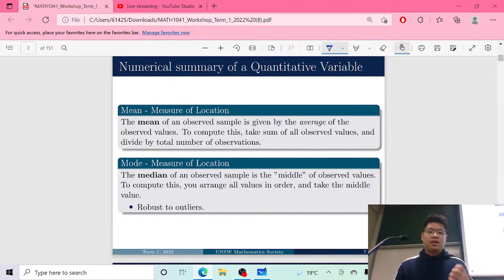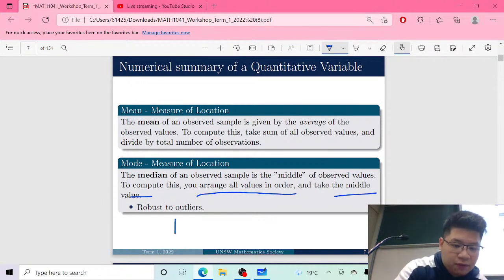Meanwhile, the median is another measure of the central location of your data, and it's a little bit different to the mean because for the median, what you would do is arrange all the values in order, and then you take the middle value. The good thing about the median is that it's robust to outliers, unlike the mean. And when I say robust to outliers, I mean that even if you have a very large or a very small observation, it doesn't matter because your median would still stay the same.